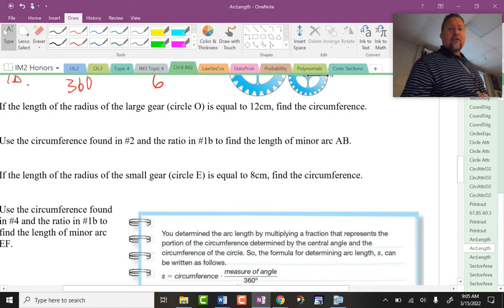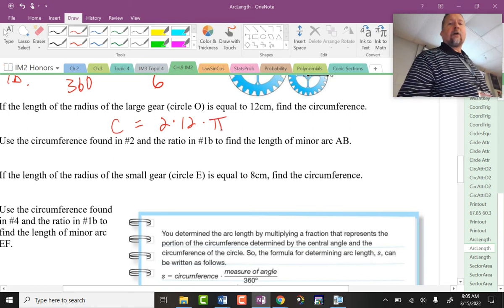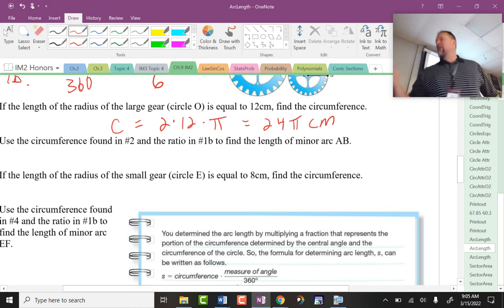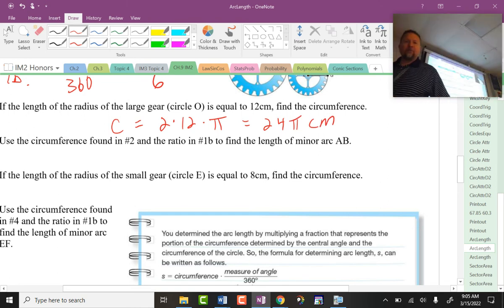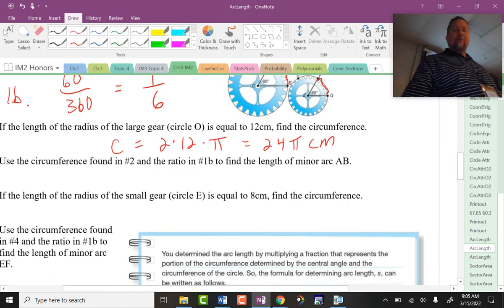The length of the larger gear is 12 centimeters. Find the circumference. Very simple. And we'll leave it in exact. So 2 pi r. I'm doing 2r pi, which is 24 pi centimeters. And there are centimeters on that stick as well. 24 times 3, something like in the 70s again. Was that the same one that we had before? I don't know. Who cares?